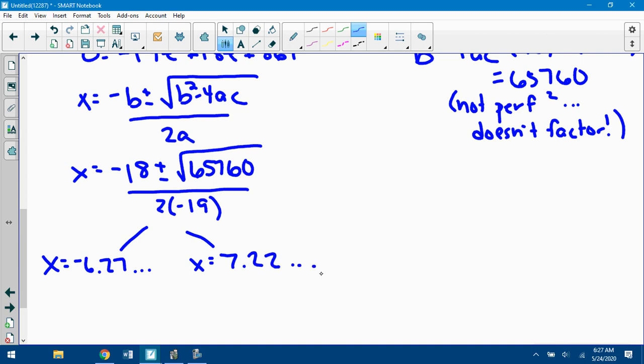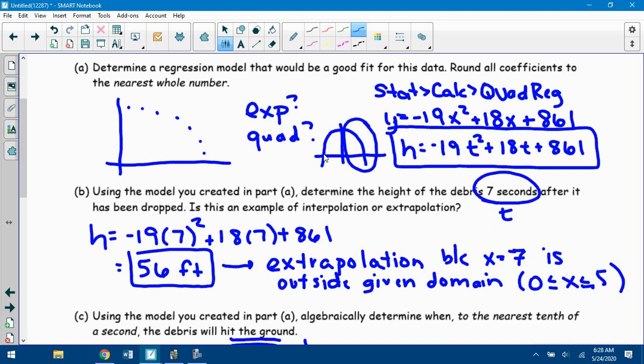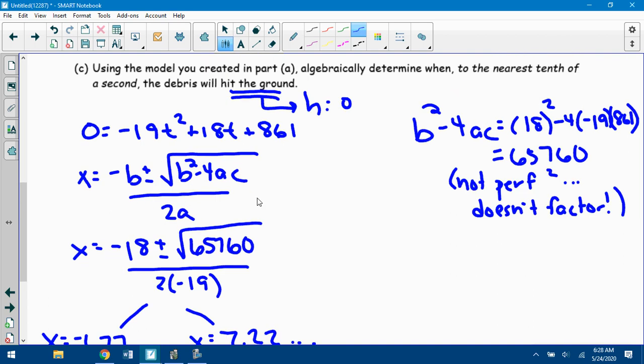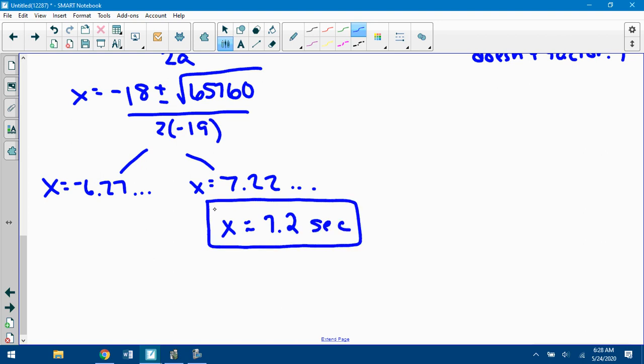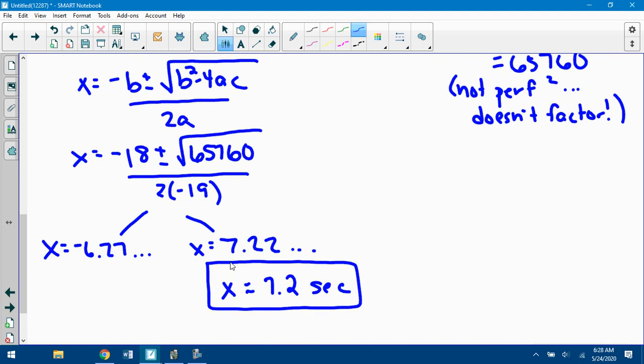So if I'm asking when the degree hits the ground, which one of those is going to make sense? You're not going to talk about negative time. That would just have been the answer that would have happened over here. We only want the positive value. So it's going to be, what did it say, round to nearest tenth of a second. So x is about equal to 7.2 seconds. All right, so if you need to solve an equation algebraically, if it's a quadratic, you might need to use that process.